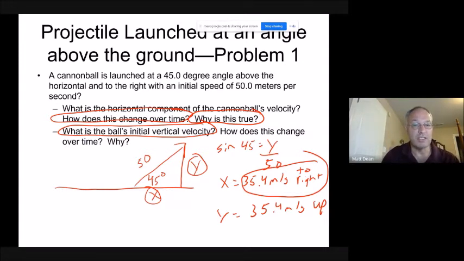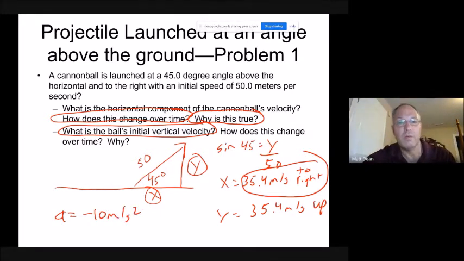As soon as that ball leaves the cannon, its vertical component is going to begin to accelerate at the acceleration due to gravity, which is negative 10 meters per second squared. So how does it change over time? That component is going to accelerate at negative 10 meters per second squared. And the why is because there's a net vertical force acting on that cannonball, and that net vertical force is gravity.